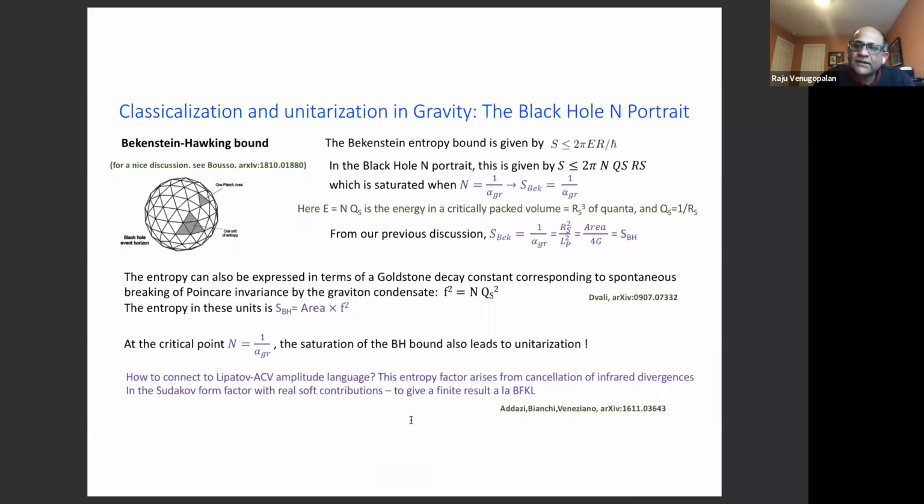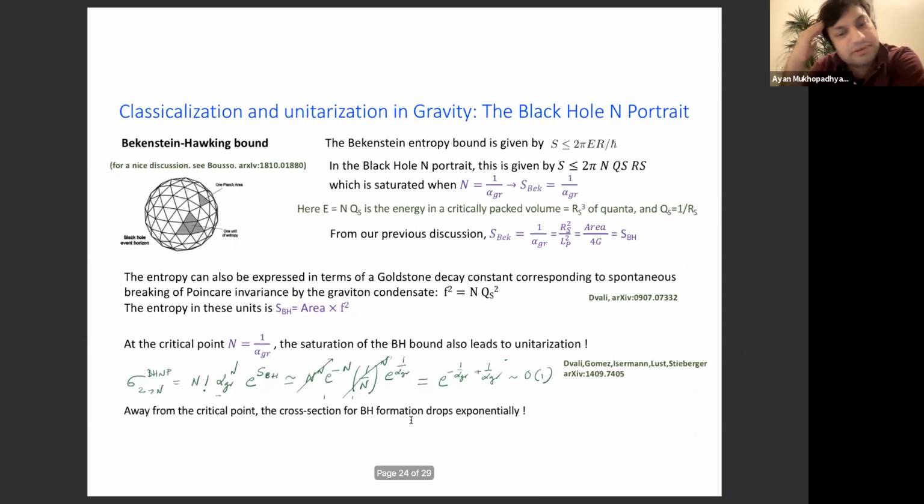So how do we connect this language? Can I ask something? So the thing that is shown, this e to the power S_BH, that seems to be like a non-perturbative contribution.